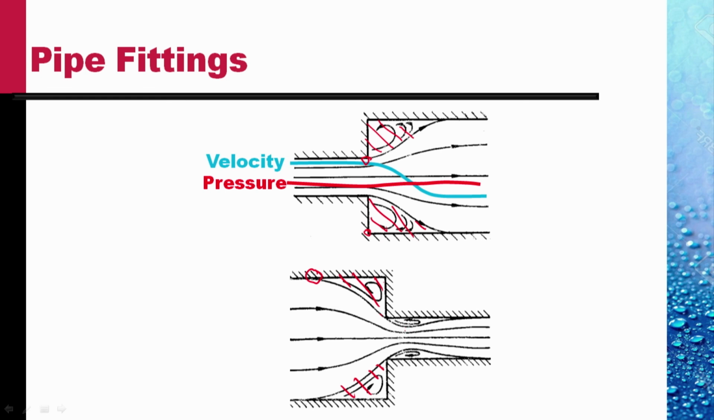This is the minimum cross section of the flow. It's called vena contracta in fluid mechanics. Pressure decreases because the velocity increases.